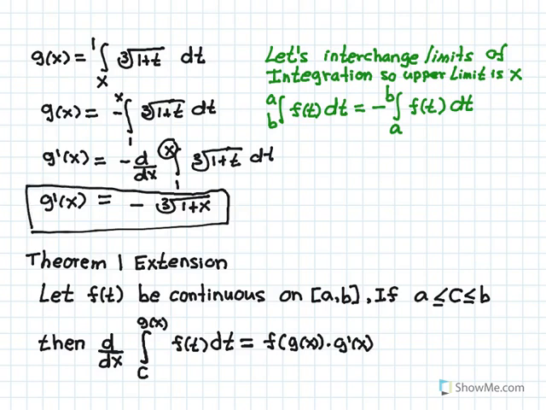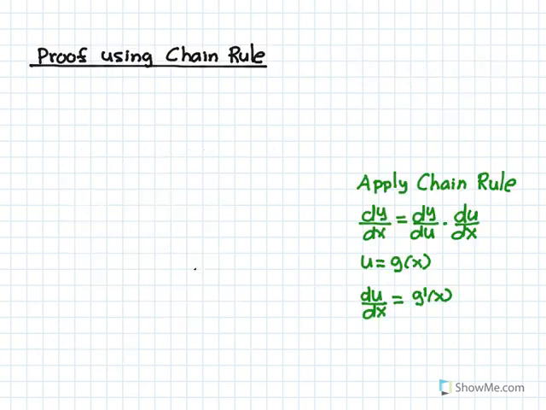All right, let's extend this theorem to handle more difficult cases where the upper limit is a function of x. Let f of t be continuous on a closed interval [a, b], and if c is any real number between a and b, then the derivative d/dx of the integral from c to g of x of f of t dt is equal to f of g of x times g prime of x. So basically the upper limit, which is g of x, is a function of x. We substitute that for t, then we multiply by the derivative of that upper limit. The derivative cancels the integral, substitute the upper limit g of x for t, and multiply by the derivative of the upper limit. Let's prove that using the chain rule.